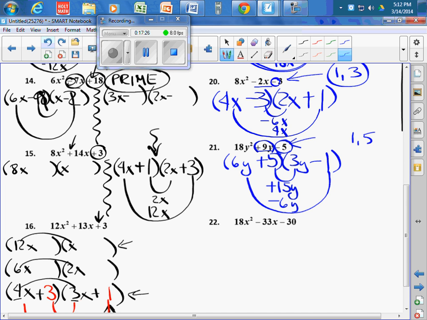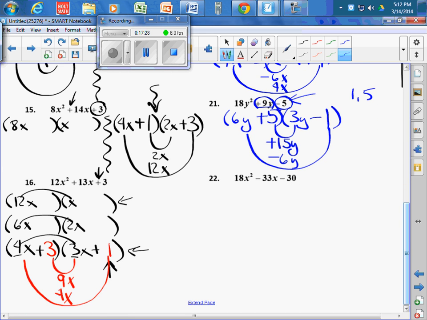All right, number 22. 18x squared minus 33x minus 30, and that 18 looks awfully intimidating, but not so much when you realize that there's what here? A GCF, so factor out the 3. What's it going to look like? I don't want 2 sets of parentheses yet. I want the 3 times the quantity 6x squared minus 11x minus 10. Well, that looks a little bit better anyway, doesn't it?